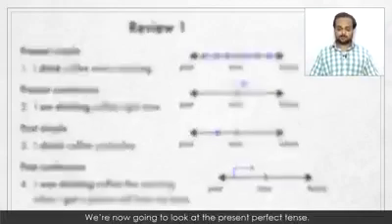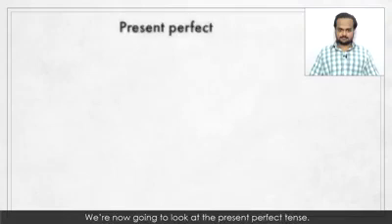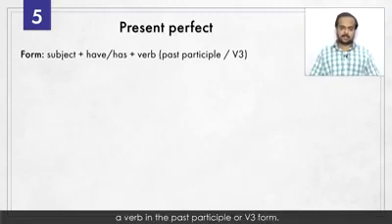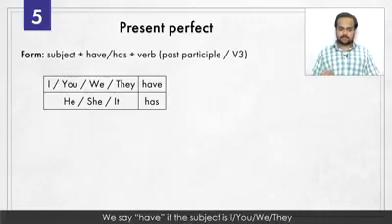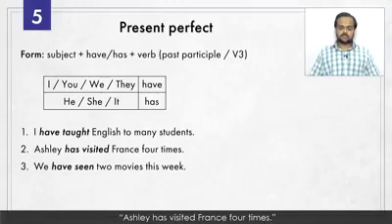Anyway, let's move on. We're now going to look at the present perfect tense. We make the present perfect with a subject plus have or has plus a verb in the past participle, or the V3 form. We say have if the subject is I, you, we, or they, and has if the subject is he, she, or it. For example, I have taught English to many students. Ashley has visited France 4 times. We have seen 2 movies this week.